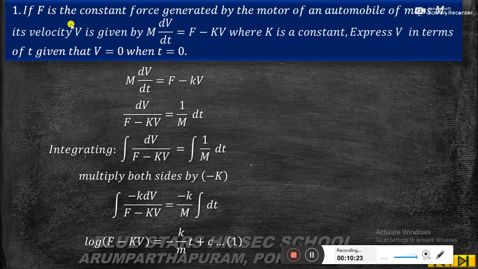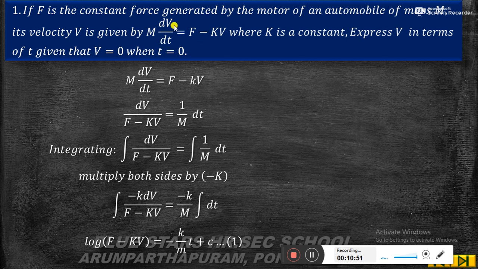So here you read the question. F is the constant force generated by the motor of an automobile. Its mass is m. Its velocity is given by m dv/dt = F - kv, where k is a constant. Express v in terms of t, given that v = 0 and t = 0.